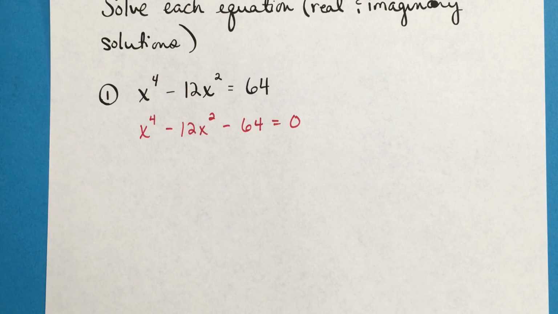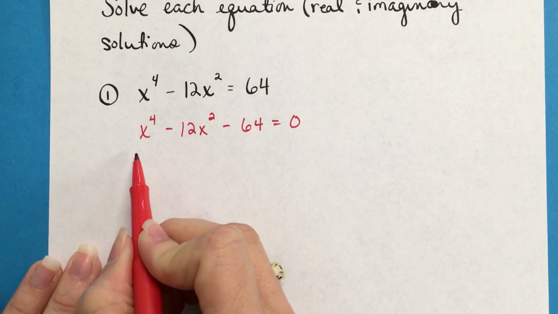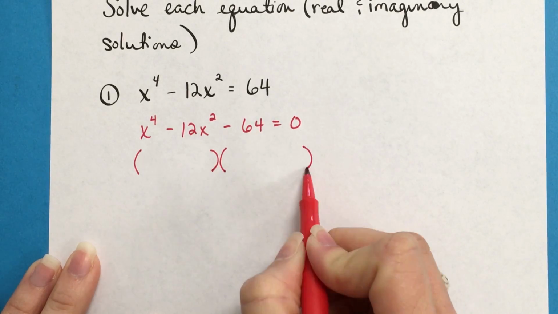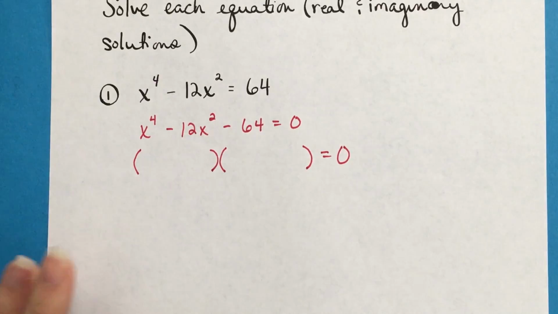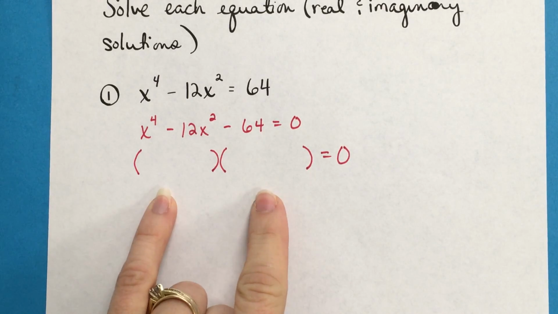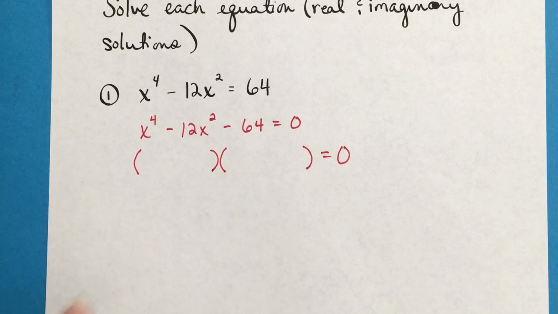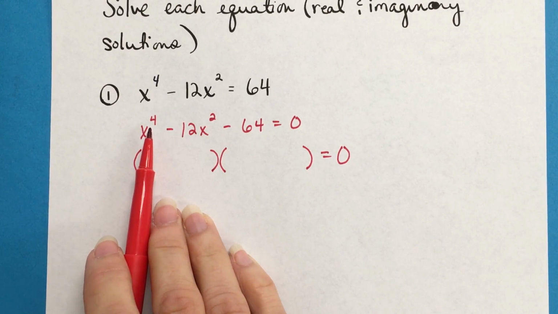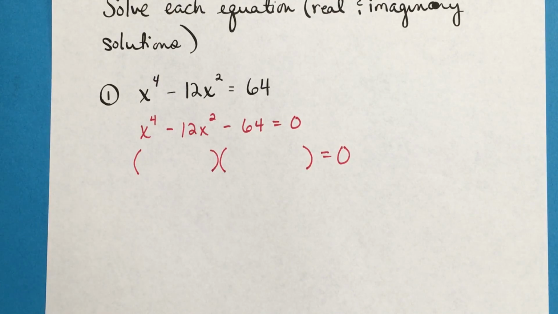You've got three terms, and if you remember back in chapter 4 when we were doing the factoring, when you had a trinomial, you had three terms. We end up factoring it into two sets of parentheses. And even though this is a fourth power, whereas in chapter 4 you did a second power, it's actually going to follow the same process.